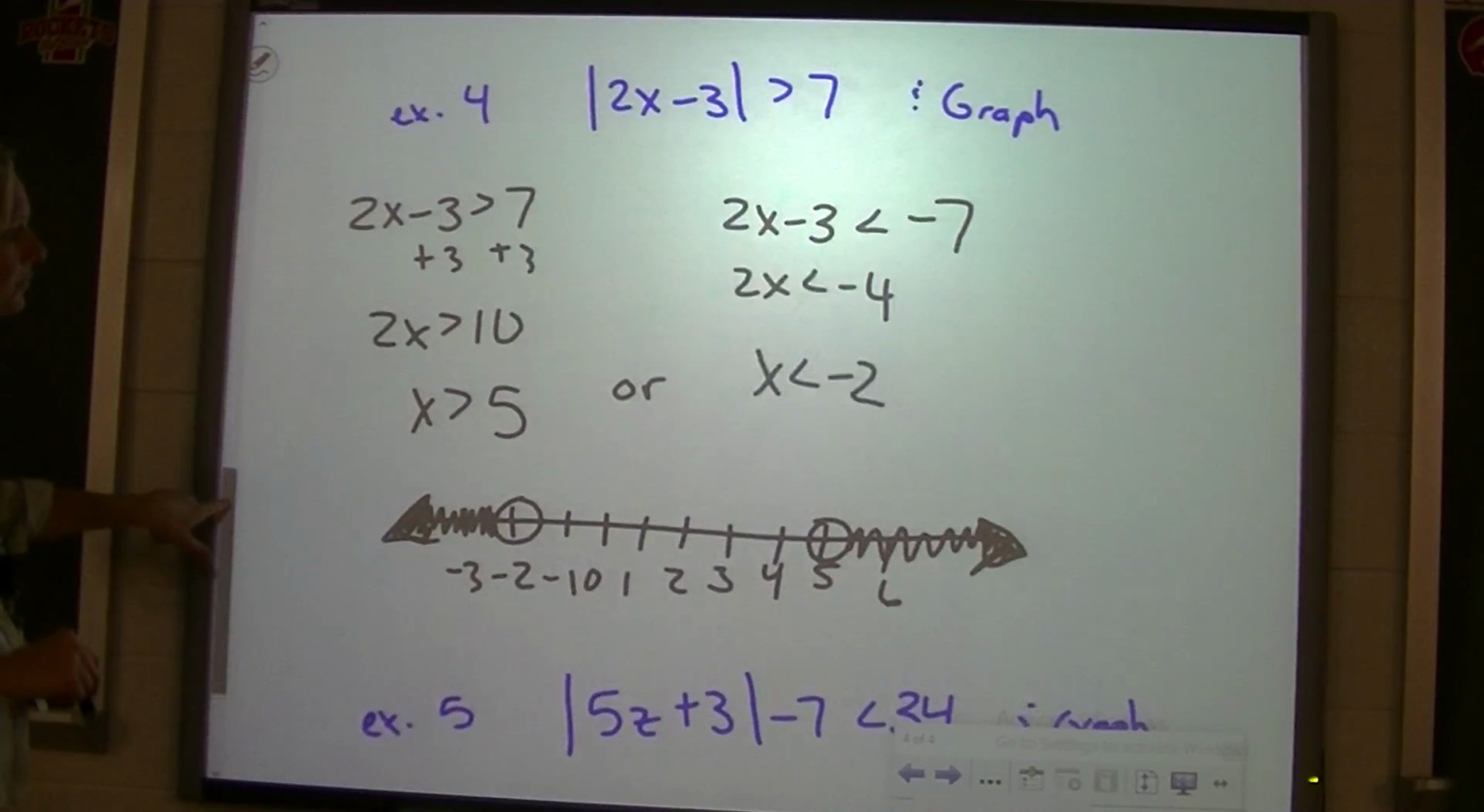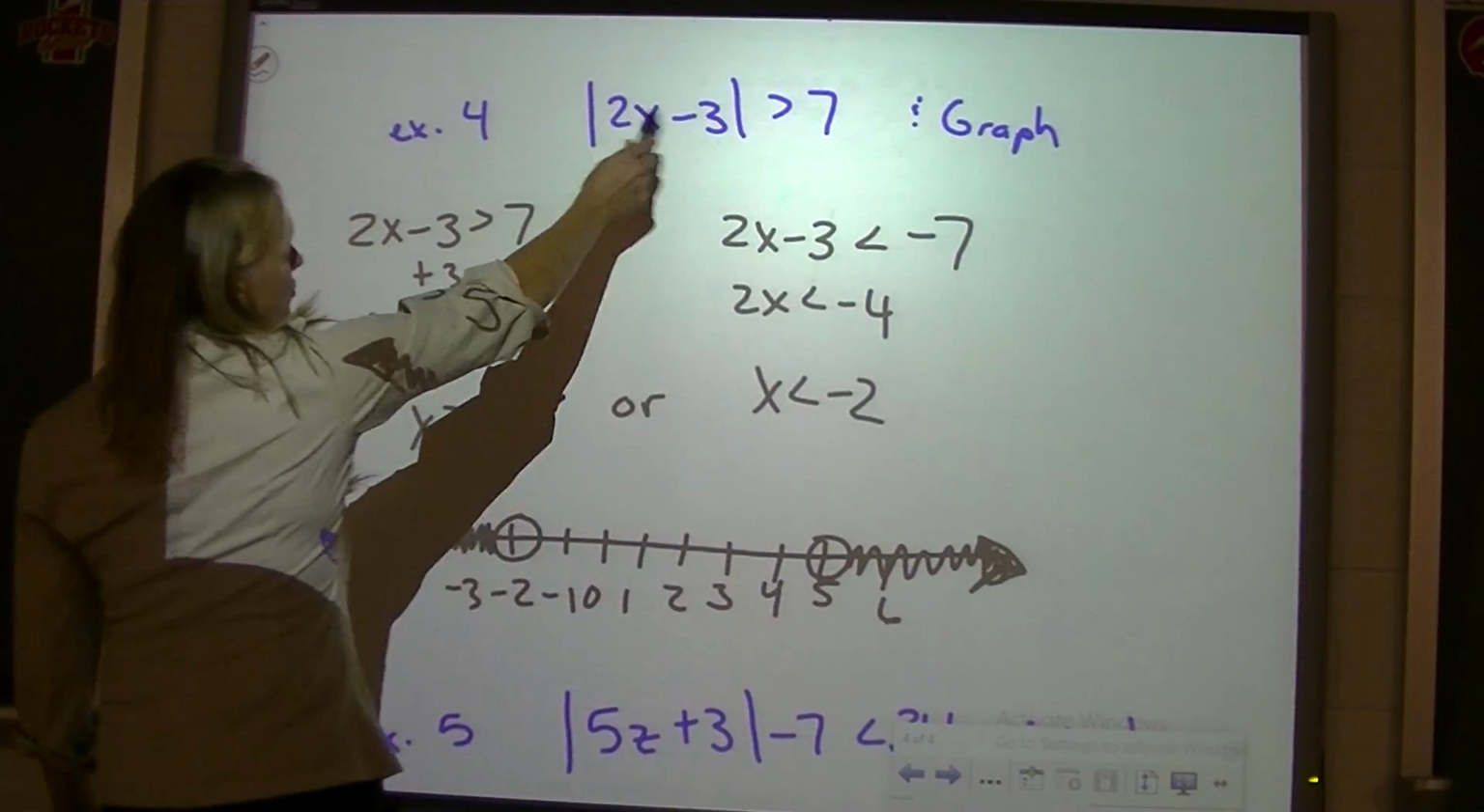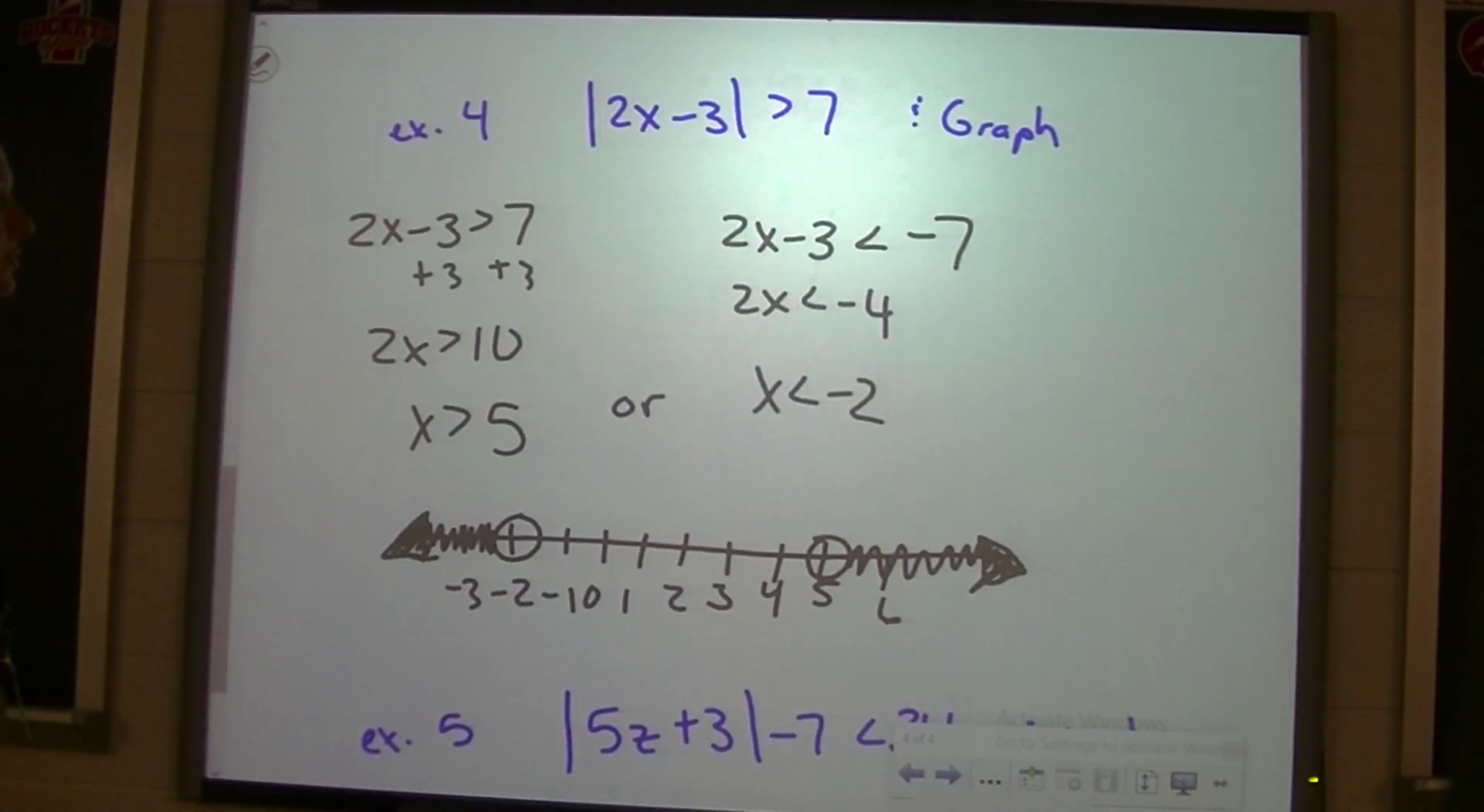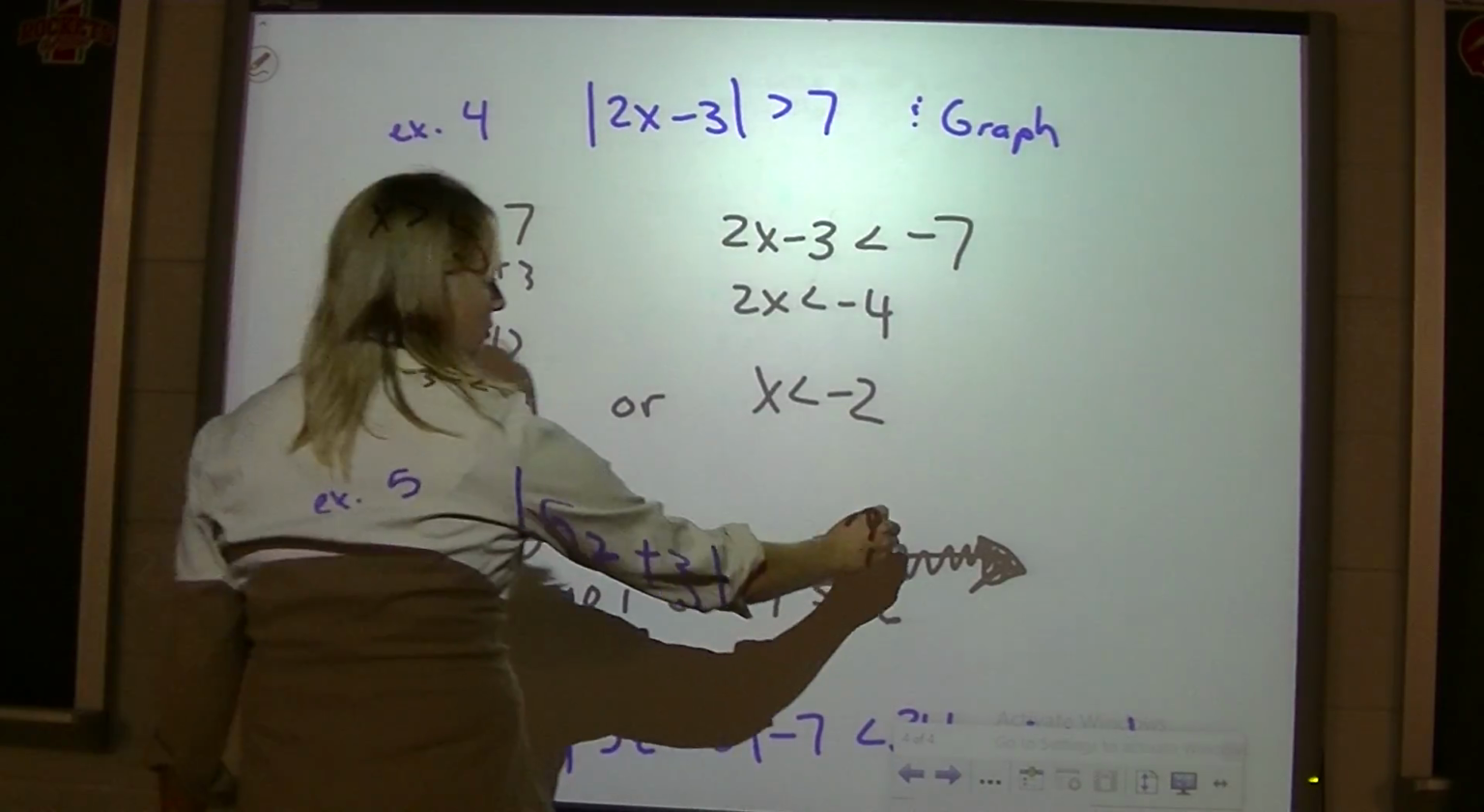So I can check. Let's do 6. 2 times 6 is 12. 12 minus 3 is 9. Absolute value 9 is 9. 9 is greater than 7. Yep, that definitely works out.